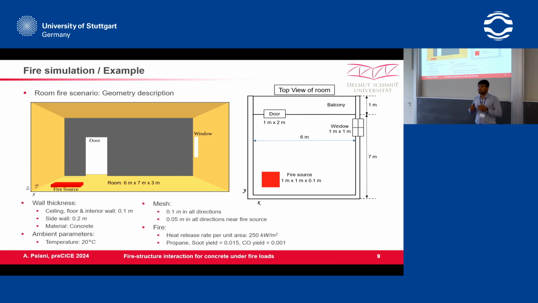This value represents how much fuel is released into the system, and it comes from various experimental data. For specific conditions like a hotel room or a room from a house, we have different values, and that value is 250 kilowatt per meter square. We use propane as a fuel, combined with the soot yield and CO, carbon monoxide yield. Soot is nothing but the smoke here.